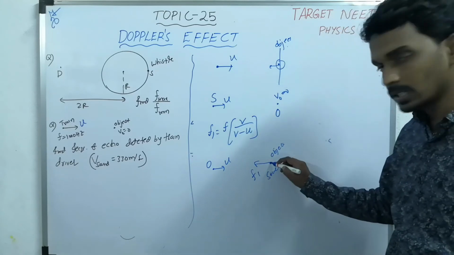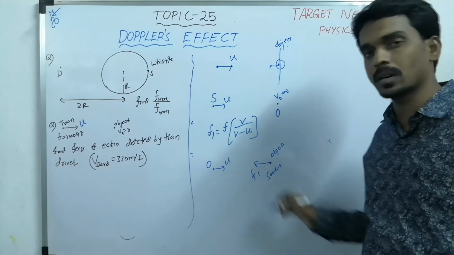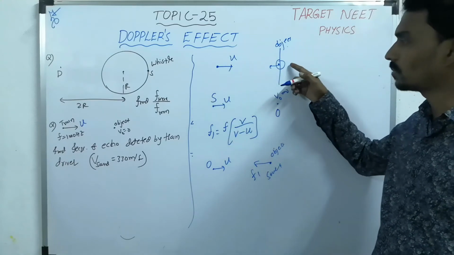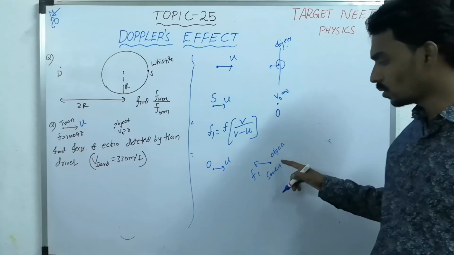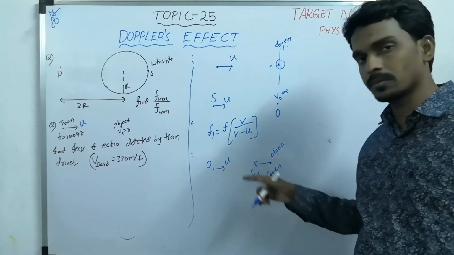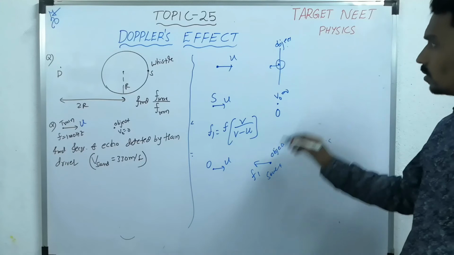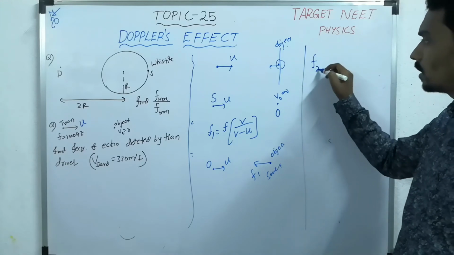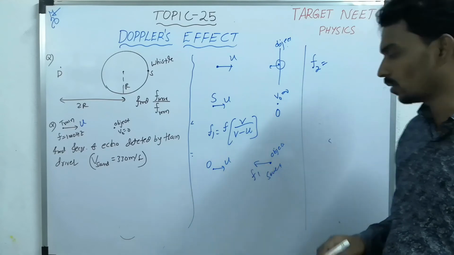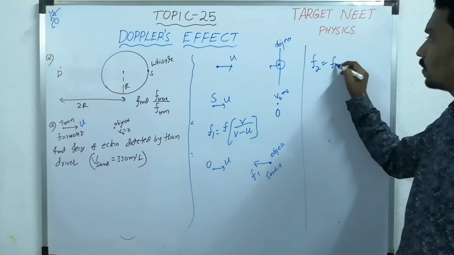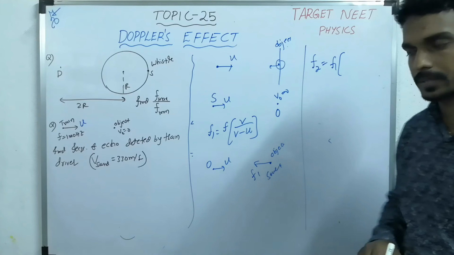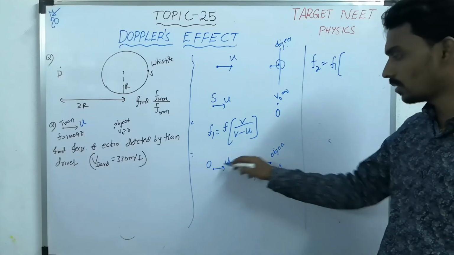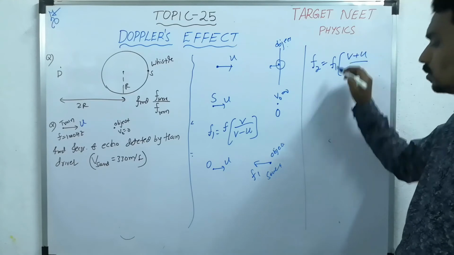Now the source is at rest and the observer is approaching. Earlier the source was approaching and the observer was at rest. So this is one of the cases we have seen. Then the final frequency received as the echo is F1 times, since the observer is approaching, V plus U.